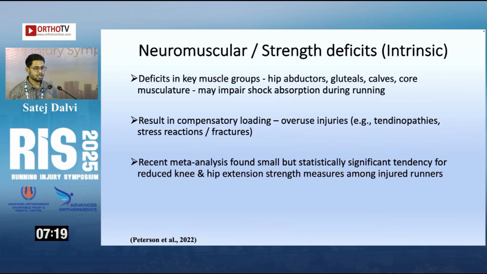Strength deficits in major muscle groups like the hip abductors, glutes, and core will impair shock absorption during running and result in compensatory loading patterns. Although a recent meta-analysis did find reduced knee extension strength and hip extension strength to be a factor to predict injuries in long distance runners.